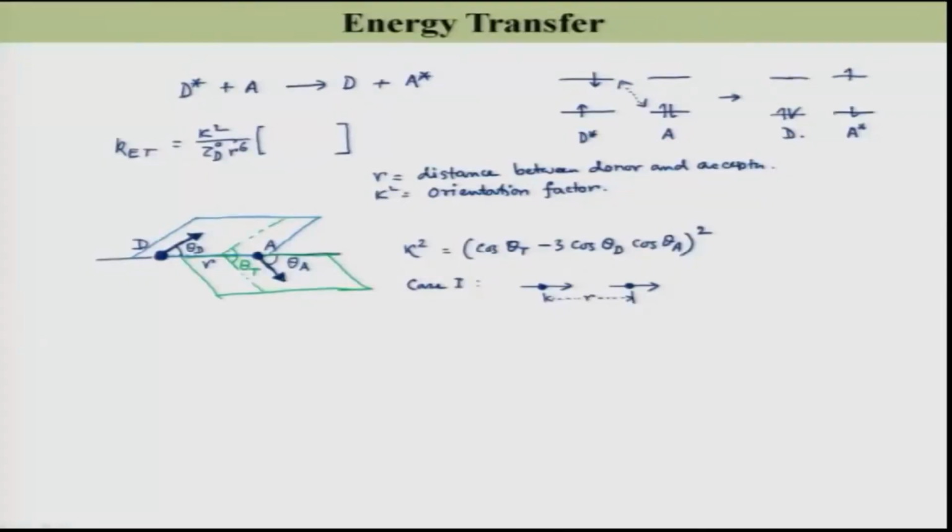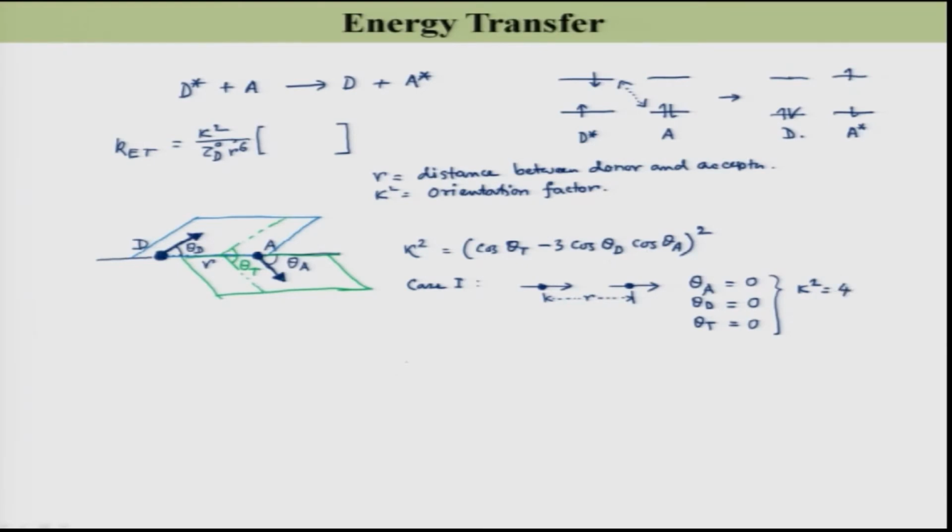So, in this case, what is the value of theta A, theta D, and theta T? What will be your answer? Theta A is equal to 0, theta D equal to 0, theta T equal to 0. So, for these values of theta, kappa square will be equal to cosine 0 minus 3 cos 0, so this will be 1 minus 3, so minus 2 square, which is equal to 4.